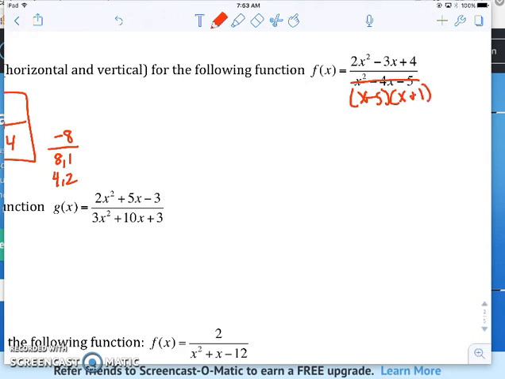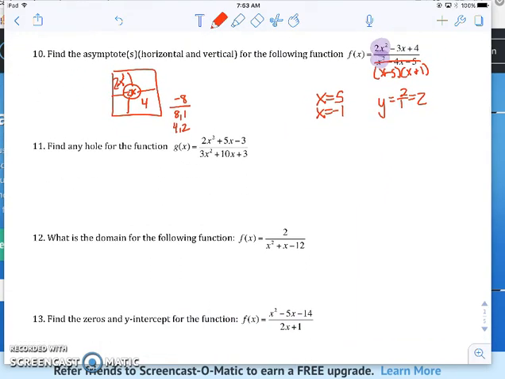So when we think about the verticals, what makes a 0 in our denominator? So we have x equals 5 and x equals negative 1. And for that horizontal, we look at those powers. So they're the same power, the big over big. So those coefficients would be y equals 2 over 1, which would be 2.